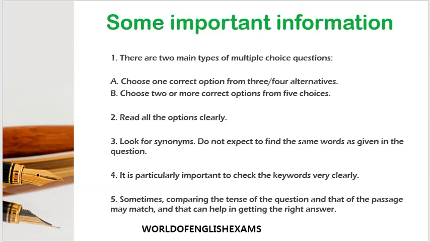Then the third important point would be to look for synonyms. Synonyms or parallel expressions, as you might know, are different words that mean the same. For example, buy and purchase, bring and get, something like that. Though their meaning is the same, we use them as parallel expressions, and those are called synonyms.